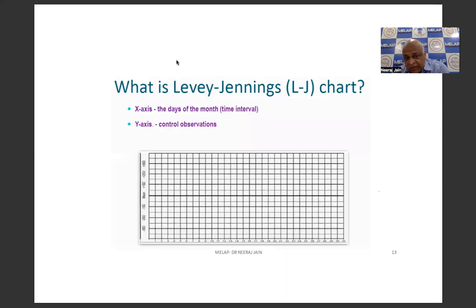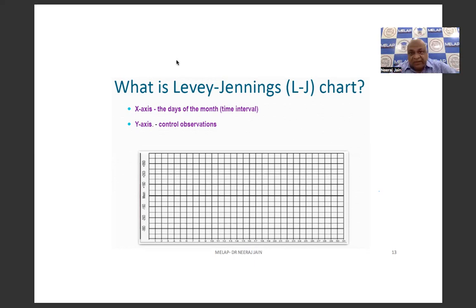We draw two lines perpendicular to each other. This horizontal line intersects this vertical line at its midpoint. And at the point of intersection, we write the mean value. Above it, 1SD, 2SD, 3SD. Below this, -1SD, -2SD, -3SD. Suppose the mean value of glucose is 100 and standard deviation 2. At the point of intersection, we will write 100. Above this, 102, 104, 106. Below this, 98, 96, 94.